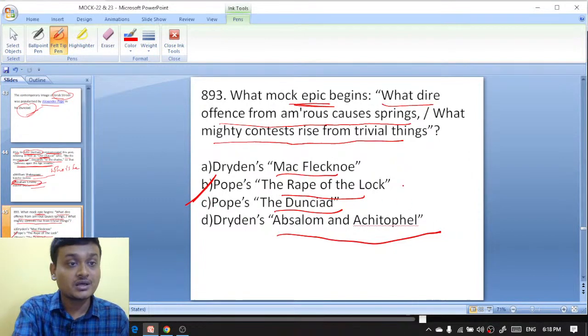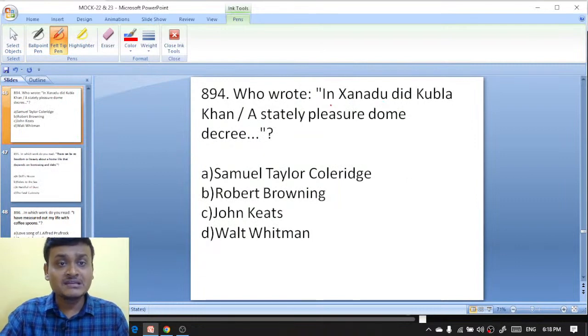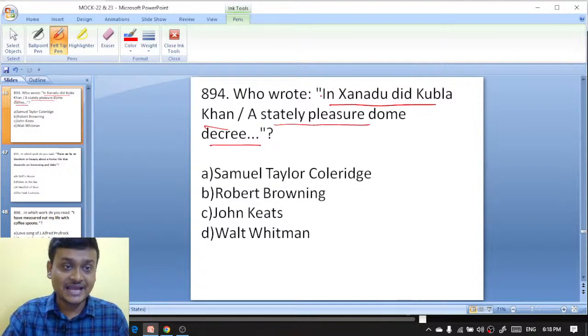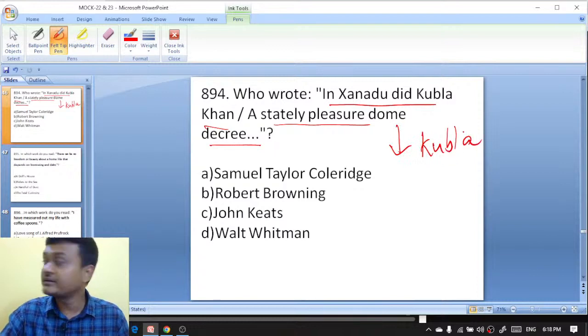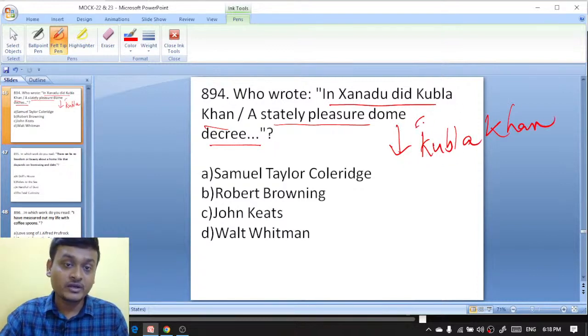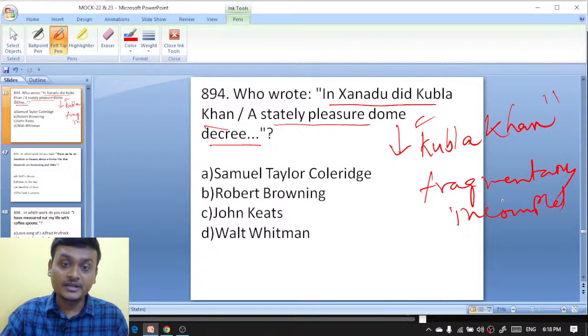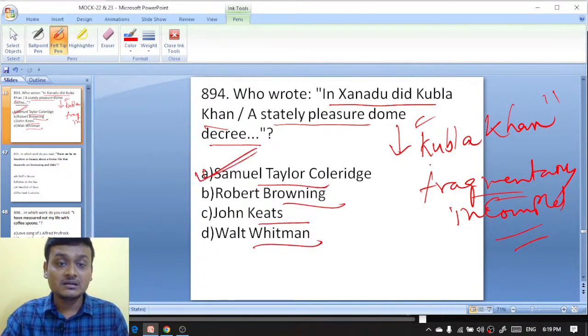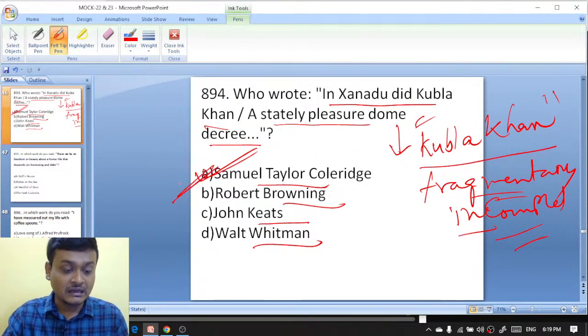Moving on to question number 894, who wrote, in Xanadu did Kubla Khan a stately pleasure dome decree? These are the lines from a poem called Kubla Khan, and this is actually a fragmentary, incomplete poem. Written by Samuel Taylor Coleridge, Robert Browning, John Keats, or Walt Whitman? It is Coleridge who wrote the fragmentary incomplete poem Kubla Khan. So A is the right answer.